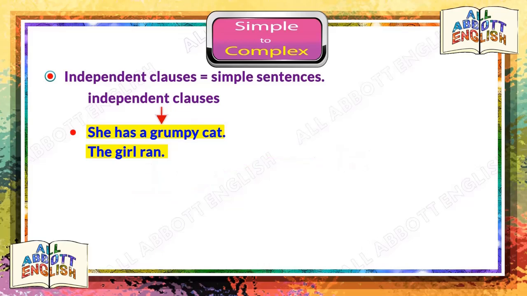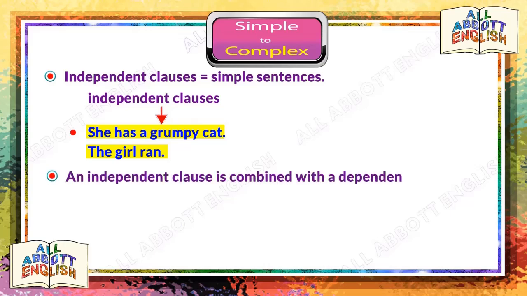These two simple sentences can stand alone. They are, therefore, independent clauses. We can see that a simple sentence actually contains one independent clause, which is a complete thought. It can stand alone. That's why it is independent. In order to form a complex sentence, we can combine it with a dependent clause.